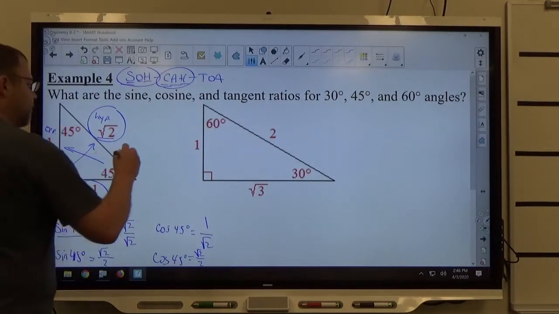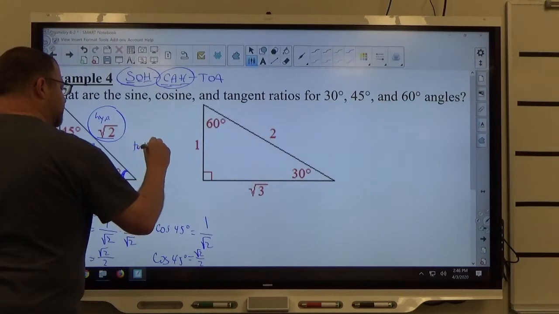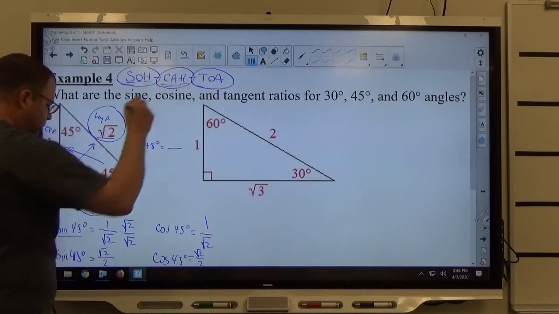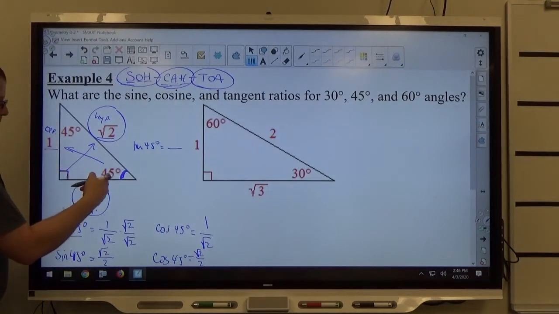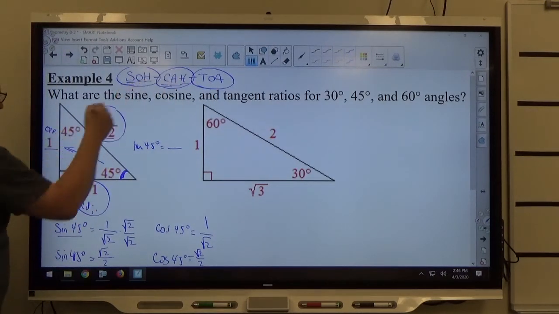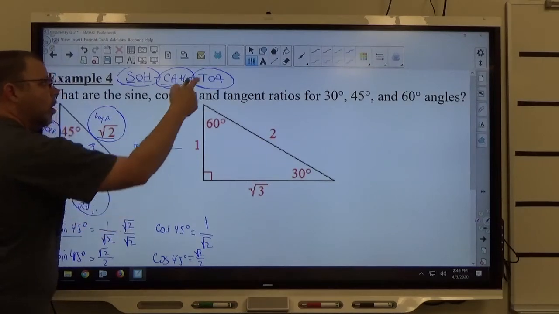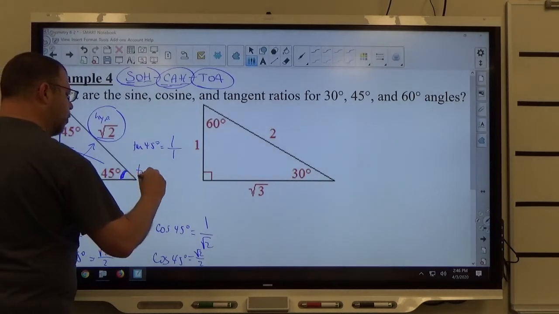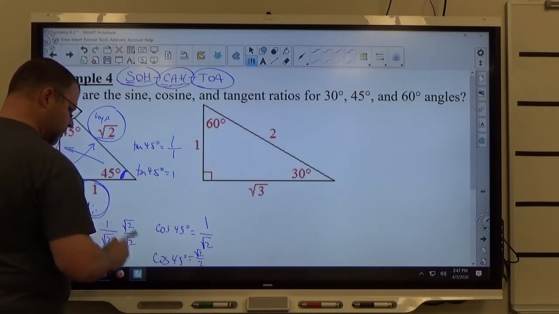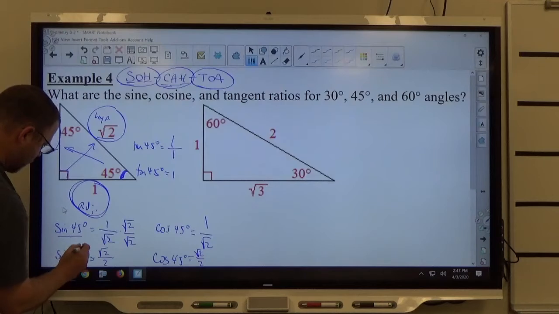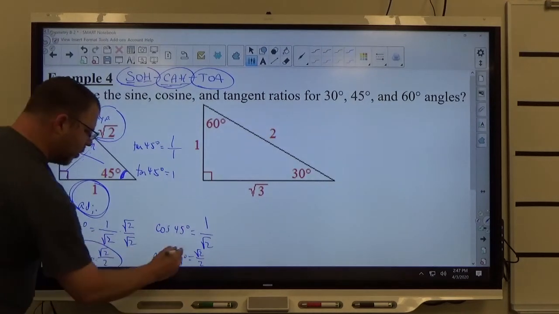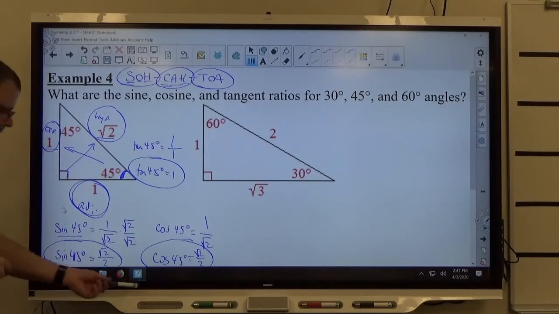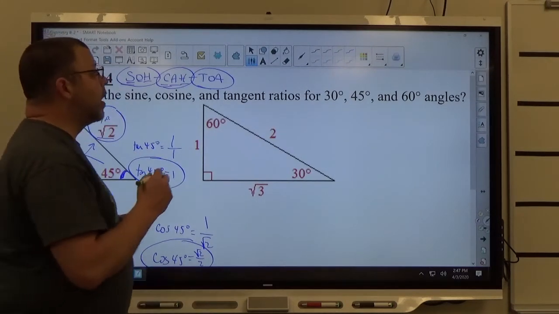And then tangent of 45, we'll put that up here. So tangent's TOA. There's my 45-degree angle. Tangent's opposite, which is 1, over adjacent, which is 1. And that simplifies to 1. So sine of 45 is the square root of 2 over 2. Cosine 45 is the square root of 2 over 2. Tangent 45 equals 1.